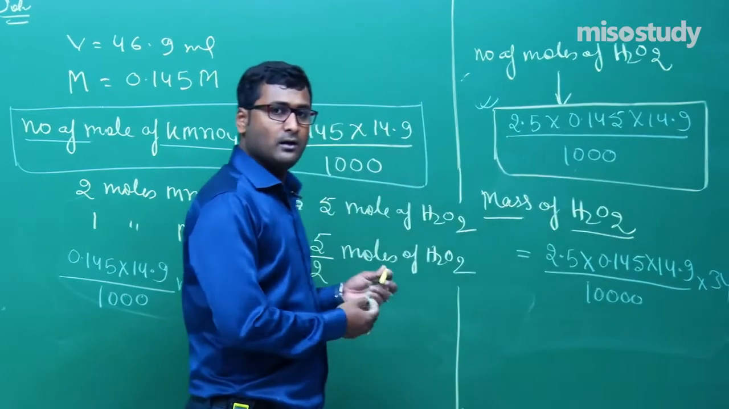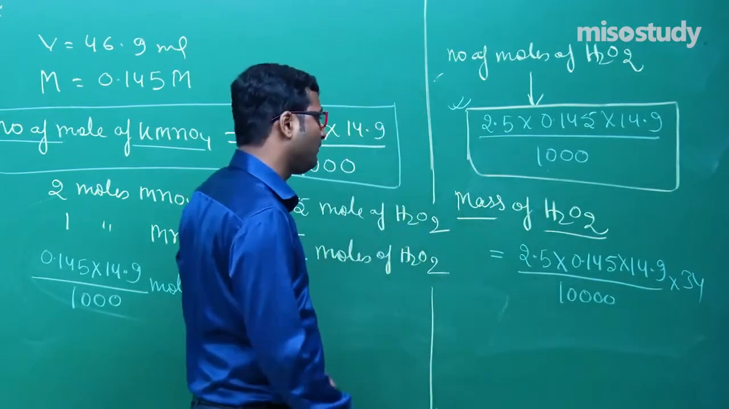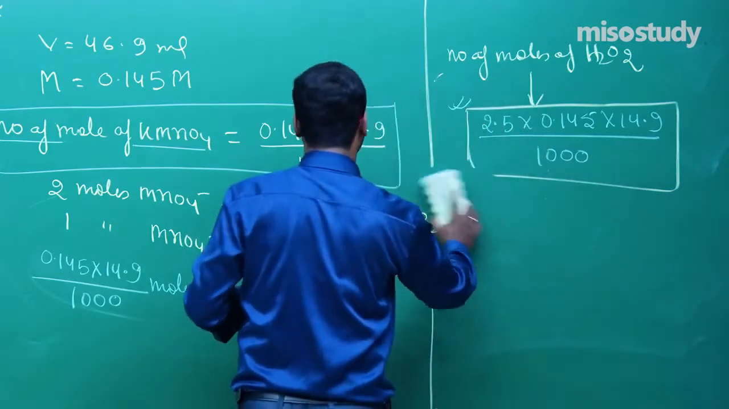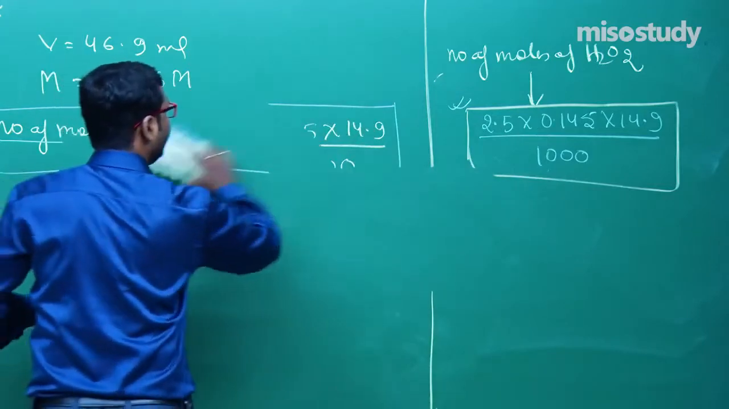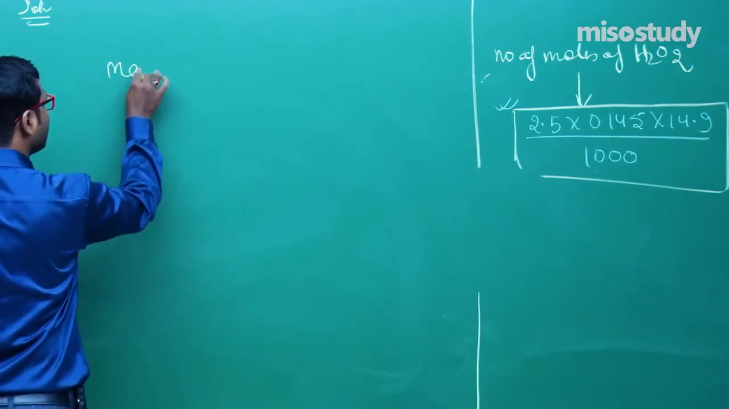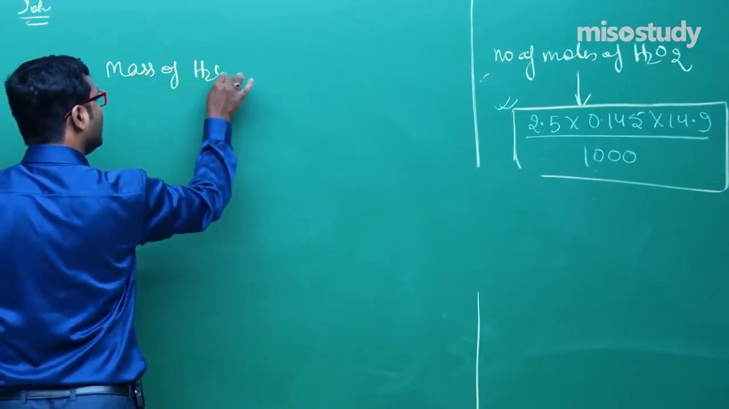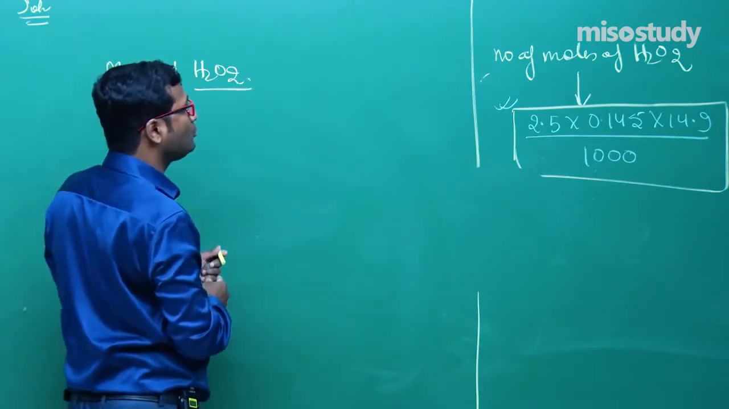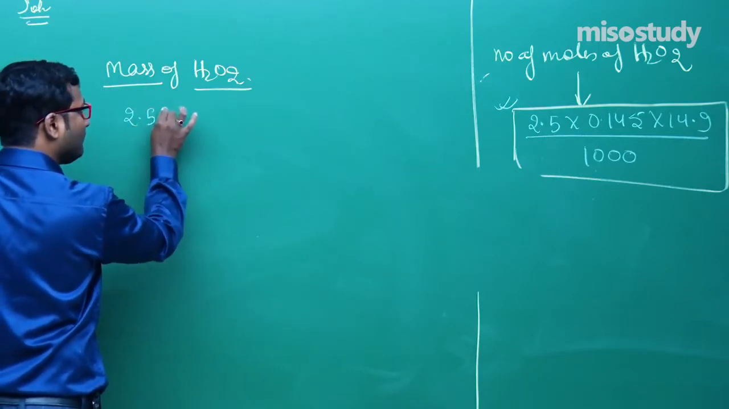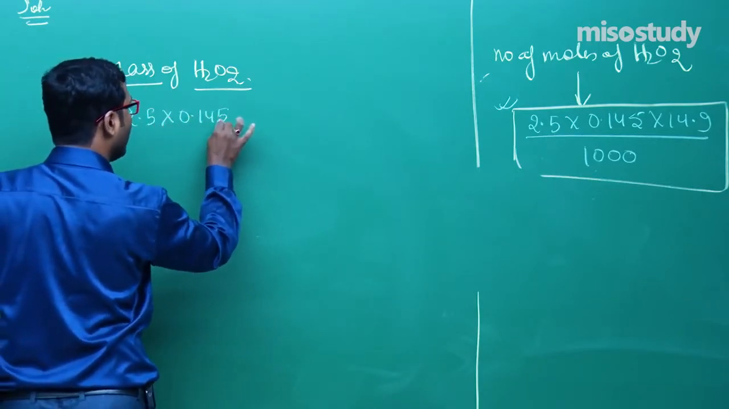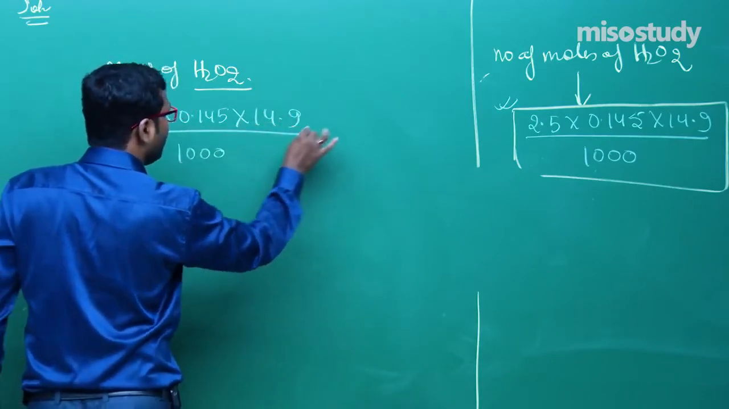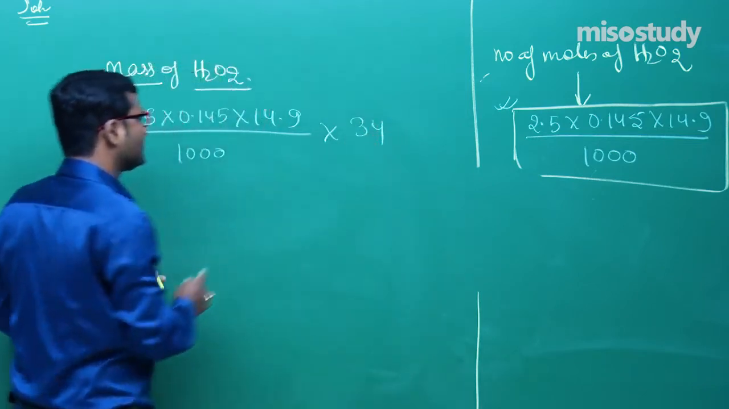Visible to you? Multiply by 34. Now look at what I am telling. Wait for a moment, I am moving here, friend. We need a space to solve the complete question. So look at what I'm writing here. Mass of H2O2, clear to you? Mass of H2O2 in moles, that is 2.5 into 0.145 into 14.9 divided by 1000, multiplied by 34. This is the complete mass.